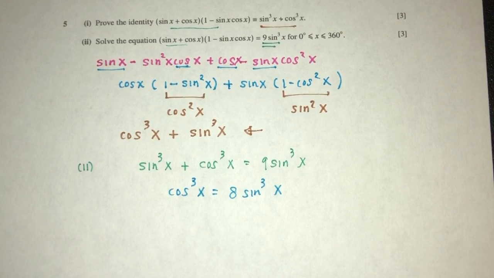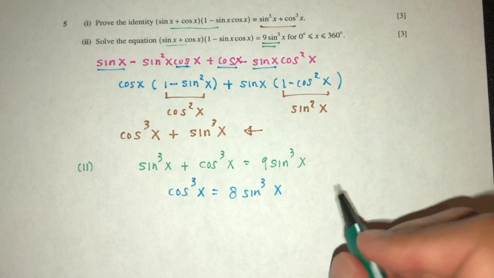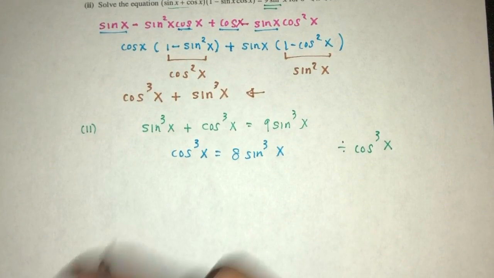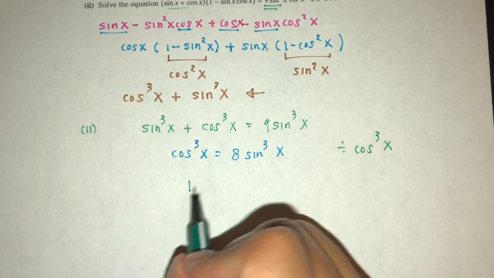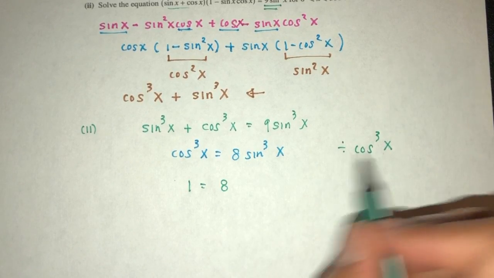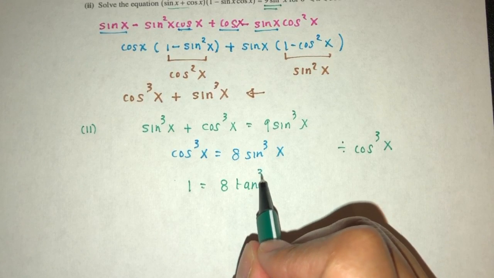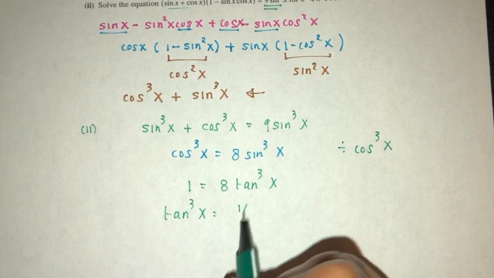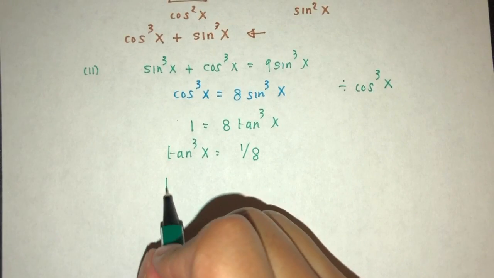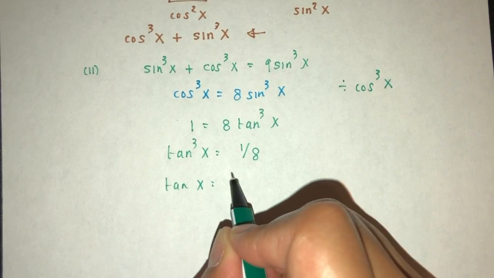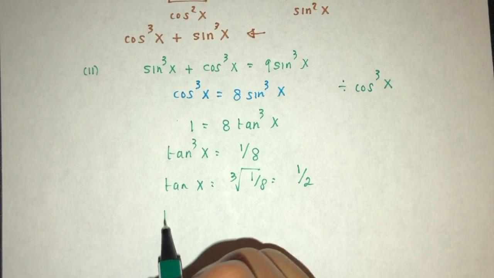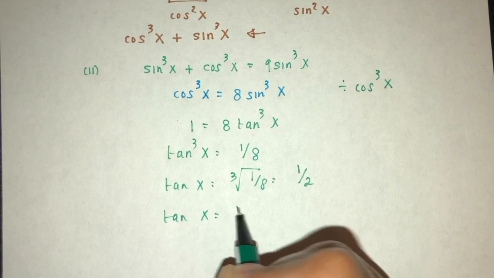Now whenever you have sine and cos in the same equation, what do we do? We divide by cos. Cos 3x in this case, this will become 1 equal to 8. When sine divided by cos, you will have tan power 3x. So tan power 3x as a subject now will be 1 over 8. Now we understand tan, this will be cubic root 1 over 8. That will be 1 over 2. So tan x is equal to 1 over 2.